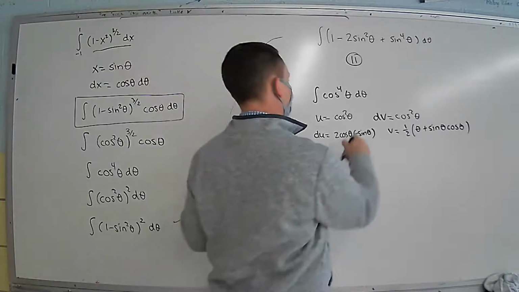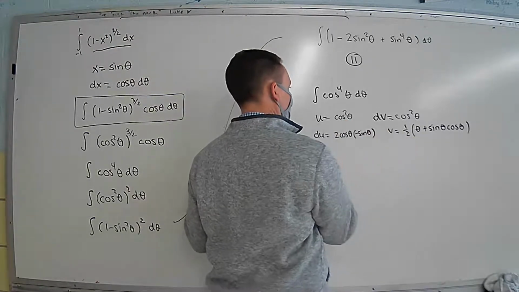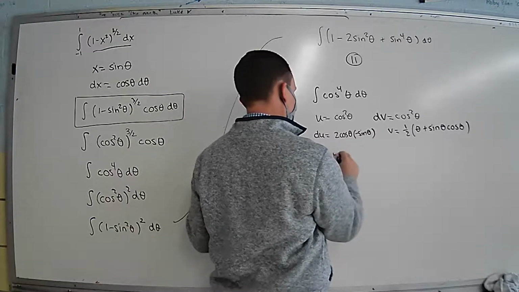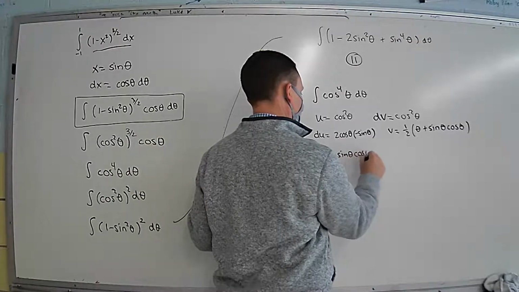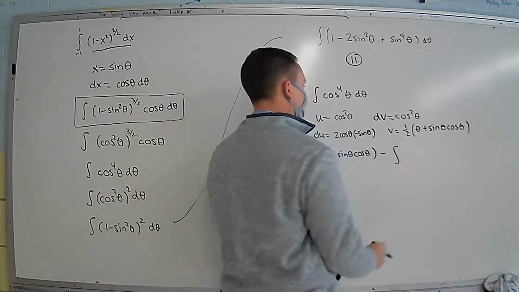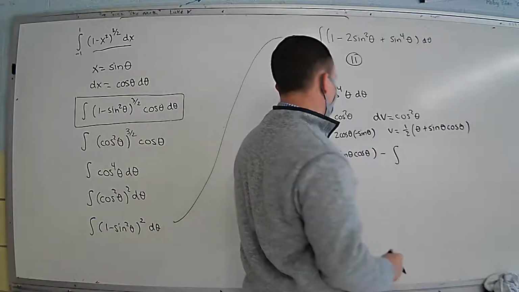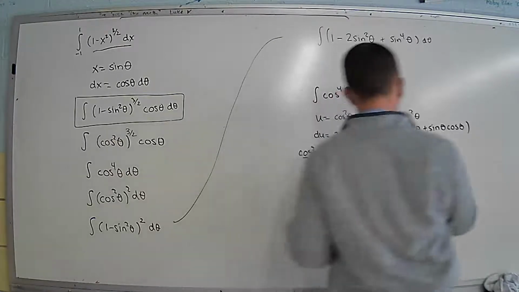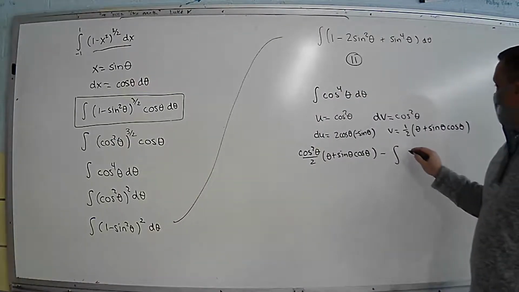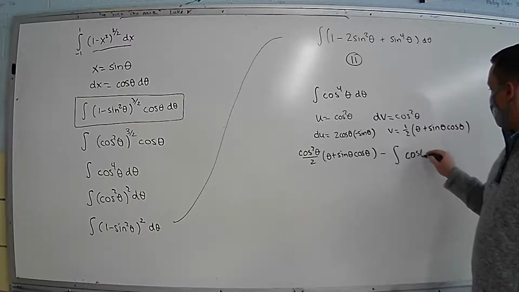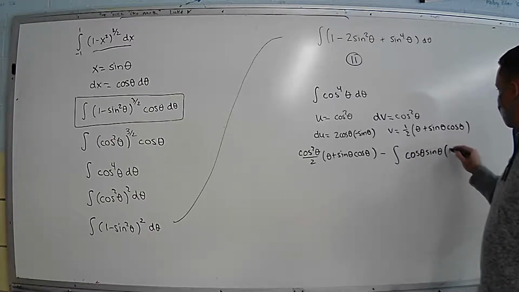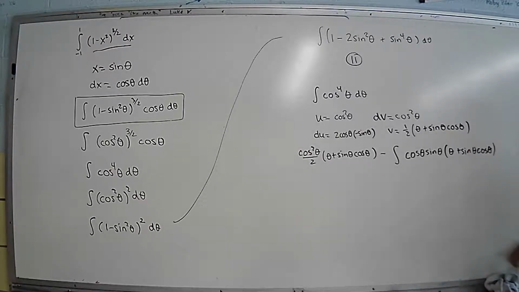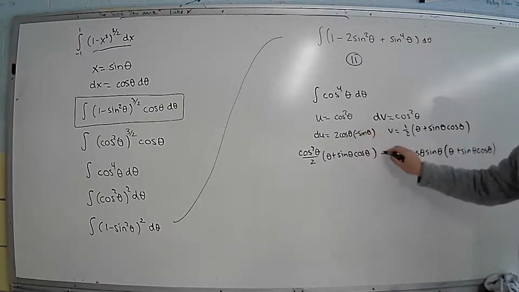So what happens when I do this? U times v, so that's cosine squared theta over 2 times theta plus sine theta cosine theta, minus the integral of v du. I can see that the 2's are going to cancel, right? Everybody agree with that? So then I'm going to have cosine theta sine theta times theta plus sine theta cosine theta. And because of that negative right there, I'll turn that into a positive.